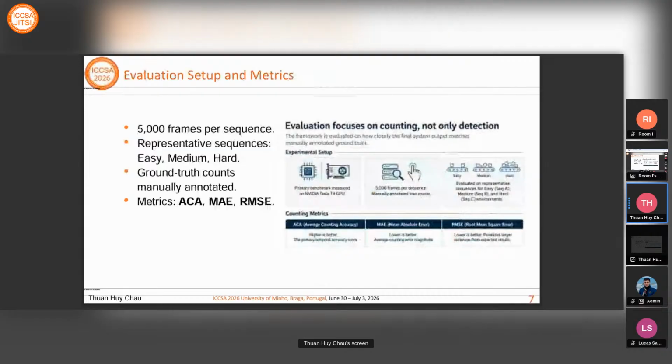For evaluation, we focus on final counting quality, not only object detection. Each sequence contains 5,000 frames, and the ground truth counts are manually annotated. The reported representative conditions include easy, medium, and hard sequences. We use three counting metrics: ACA, or average counting accuracy, where higher is better; MAE, the mean absolute counting error; and RMSE, which penalizes larger counting errors more strongly.